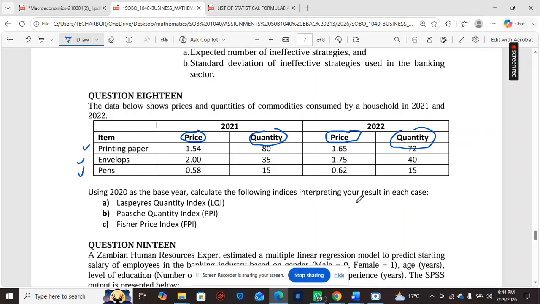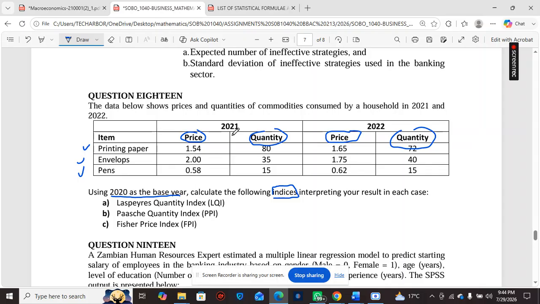So colleagues, this question is focused on inflation. Whenever you hear the words index numbers, this is a number that represents a group of things. It's one number that represents a group of things. So this index number can be used to track inflation. So the base year is the year of reference.